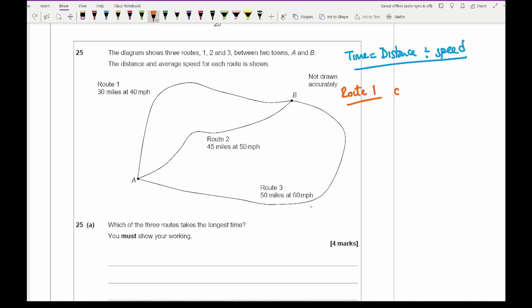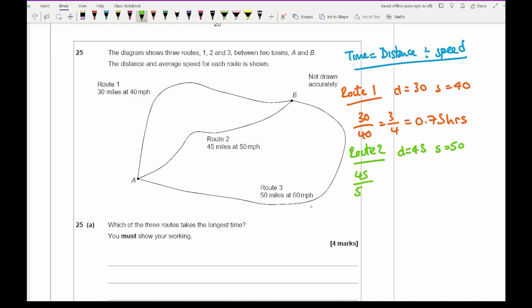So then using this formula, if I look at route 1, I can see that the distance is 30 and the speed is 40, so that's going to be 30 divided by 40, which is 3 over 4, which as a decimal is 0.75 hours. Then if I do the same for route 2, the distance is 45 and the speed is 50, so if I do 45 over 50, I can simplify that fraction, dividing by 5, becomes 9 over 10, which is 0.9 hours.